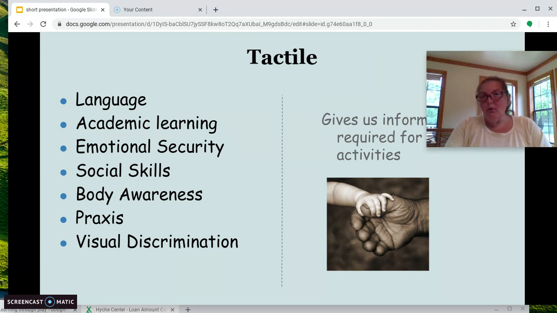Think about language. How do you know what squishy is? How do you know what rough or soft is? It's because we touch it. We use our tactile system to help us understand that language. You can't learn that without experimenting, without exploring through our tactile system.